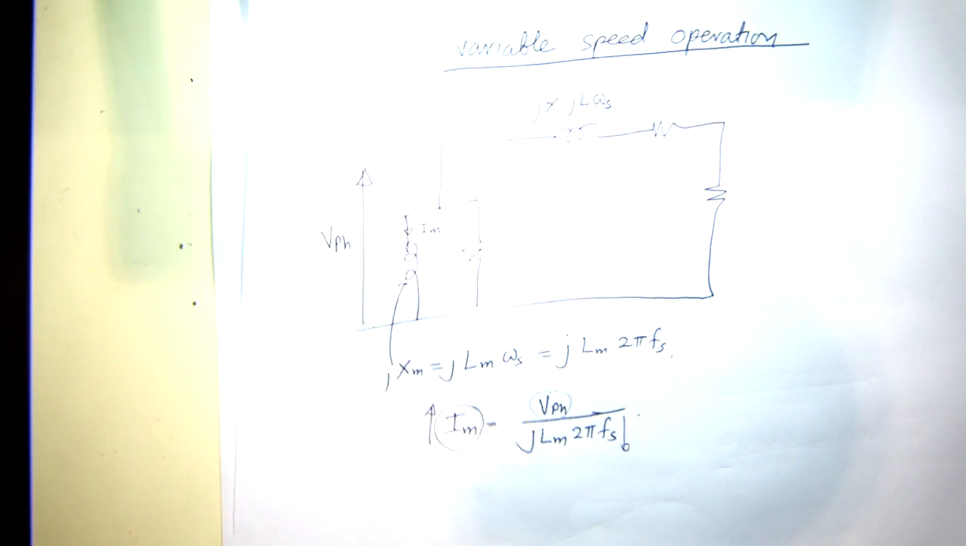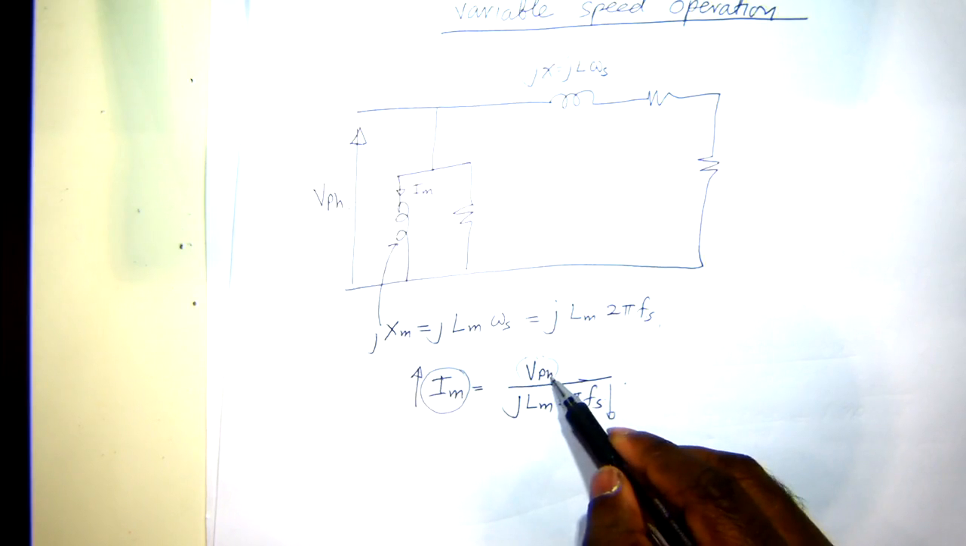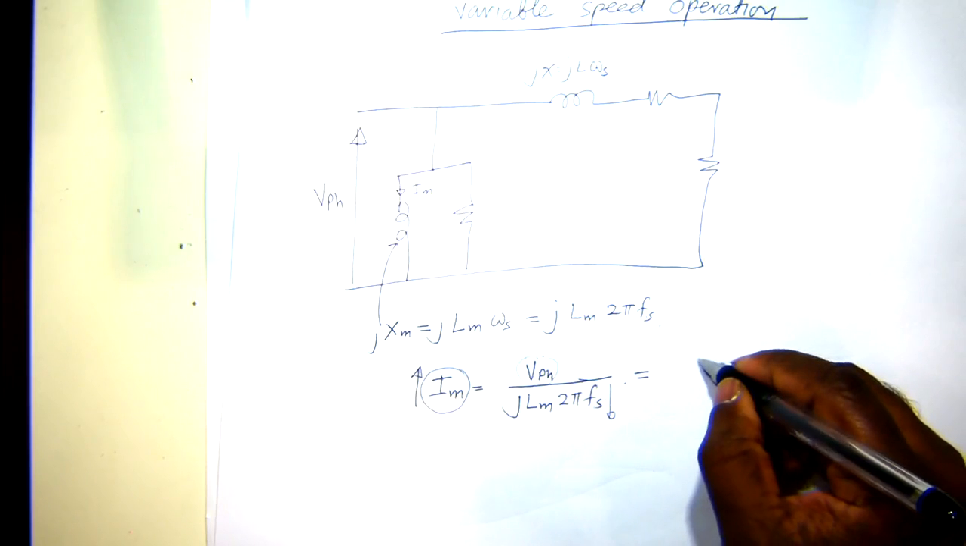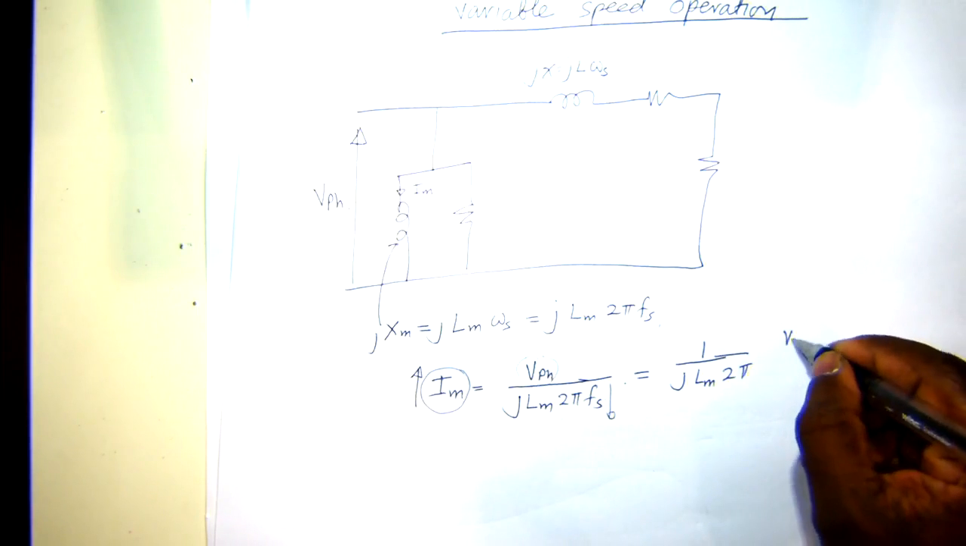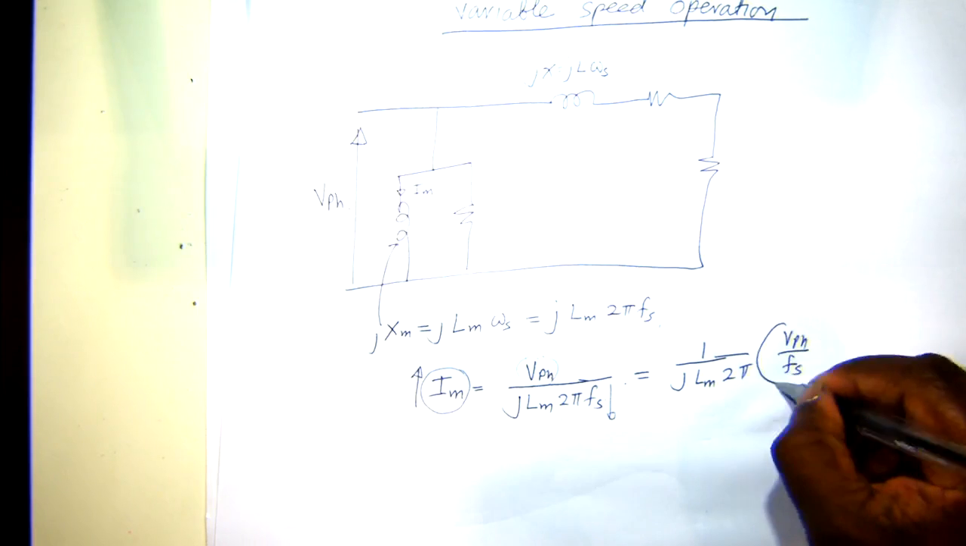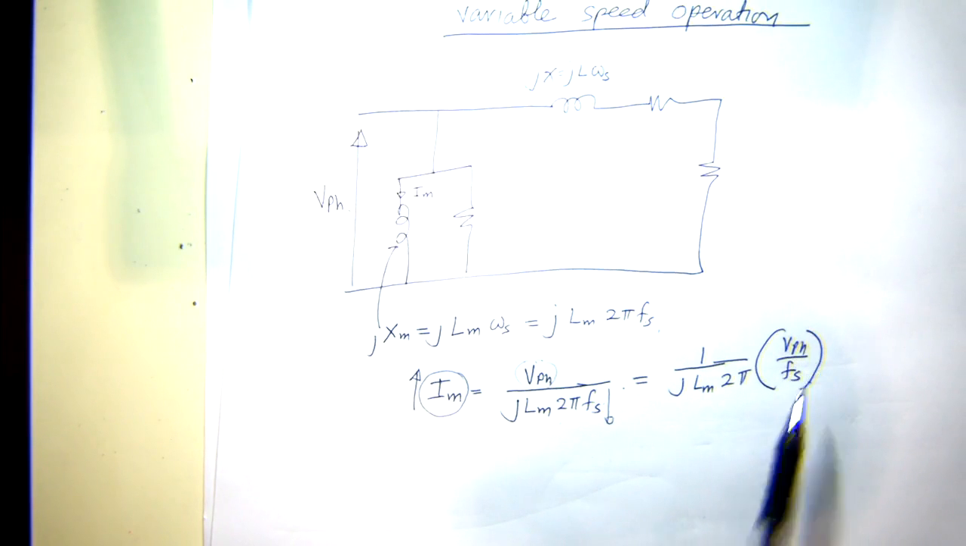To do that, if you look at this, frequency is the one we change, so we can also change voltage. So if we were to have 1 over jLm 2 pi, and then V phase voltage over Fs, if we were to keep the voltage over frequency constant, if we change frequency by half and if we change voltage by half as well, the magnetizing current will remain the same. So when you're operating the induction machine under variable speed conditions, we keep V over F constant.